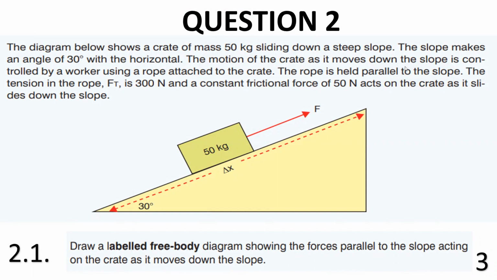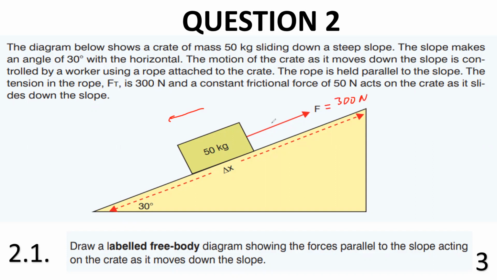The object moves down, controlled by a force. The applied force is going up, but we know the direction of motion is down. Please don't forget that point. And then parallel, we have a tension force equal to 300 newtons.